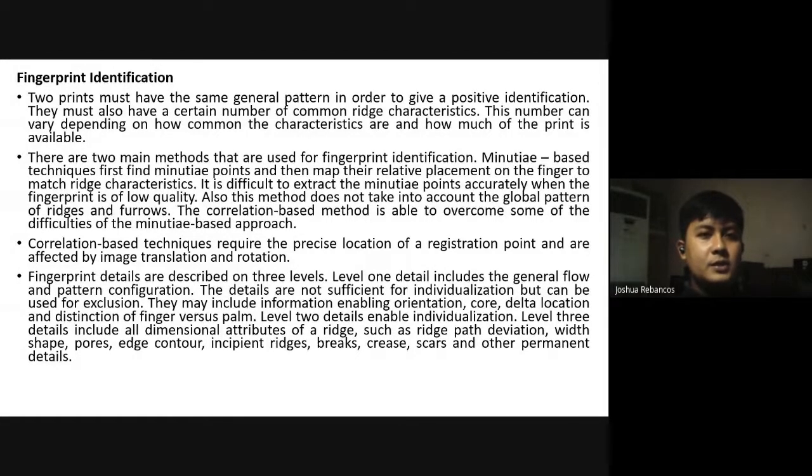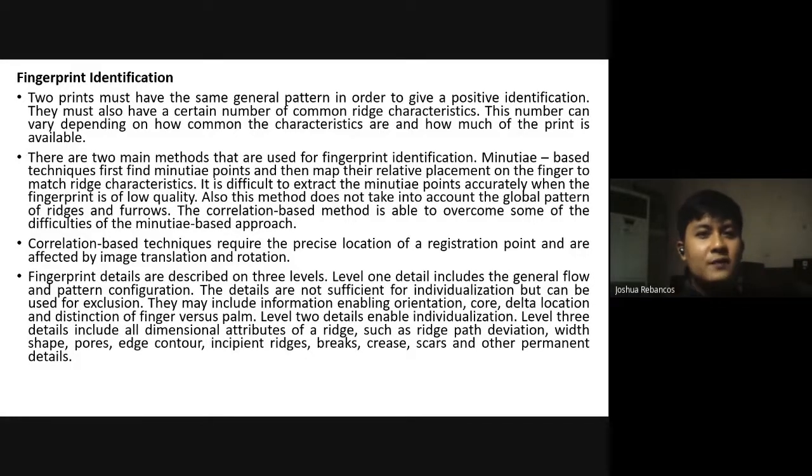There are two main methods that are used for fingerprint identification. But before that, they must also have certain number of common ridge characteristics. Okay, sabi ko kung ilan yung ridge count niya, ano yung tracing niya, yun yung mga positive traits na kailangan nating i-consider. This number can vary depending on how common the characteristics are and how much of the print is available. There are two main methods that are used for fingerprint identification.